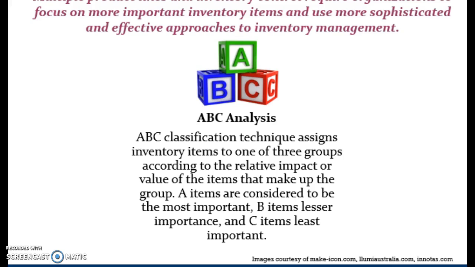Let's look at the ABC analysis. This classification technique assigns inventory items to one of three groups according to the relative impact or value of the items that make up the group. A items are considered to be the most important, with B items being of lesser importance and C items being the least important. It's important to remember here that the criteria used to evaluate an item will determine the group to which it is assigned.